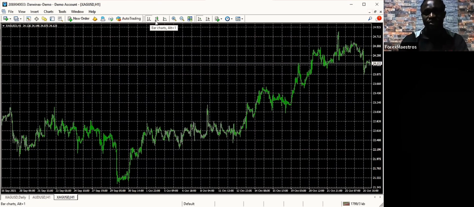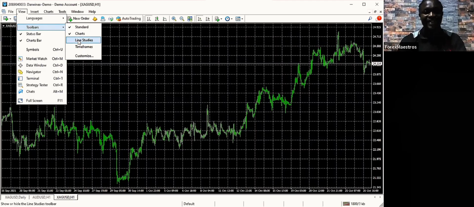This is your bar chart. This is your candlestick. Okay. This is your line chart. This is your zoom in. This is your zoom out. Okay. This is your scroll. This is your indicator list. So it's brought out so many things for us, and it just makes life easier.